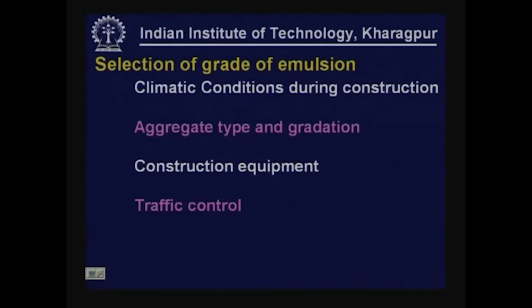The grade of emulsion that should be selected for a given purpose depends on the climatic conditions during construction: hot climatic conditions, rainy, cold climatic conditions. Accordingly, what would be the rate of curing, what will be the rate of breaking, what would be the time available before breaking occurs, and how much time is actually required for the bitumen to coat fine aggregates and coarse aggregates.